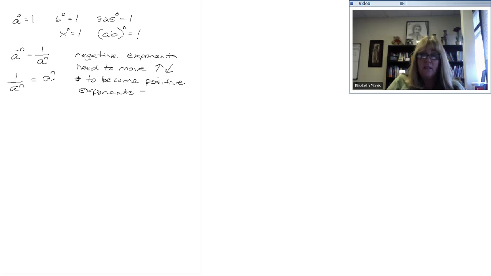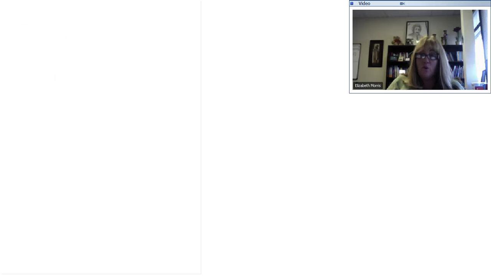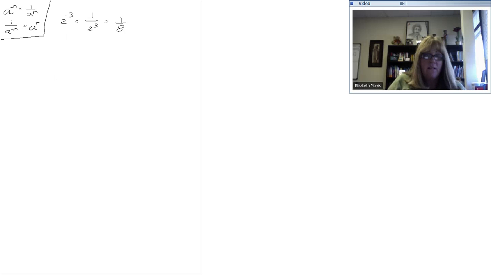So let's look at an example. And this is where the majority of the mistakes are made because it just seems too easy and people don't like it, okay? Let's remember, what I'm talking about is a to the negative n equals 1 over a to the n, and 1 over a to the negative n equals a to the positive n. Okay, using that. What if I had 2 to the negative 3? That becomes 1 over 2 to the positive 3, which of course is 1/8. If I had 6 to the negative 1, that becomes 1 over 6 to the positive 1, which is 1/6.